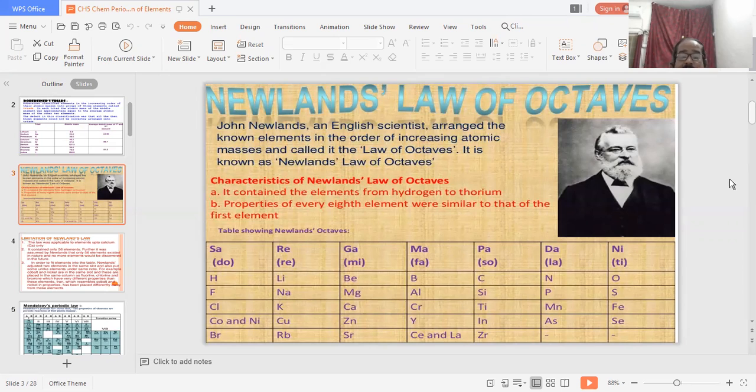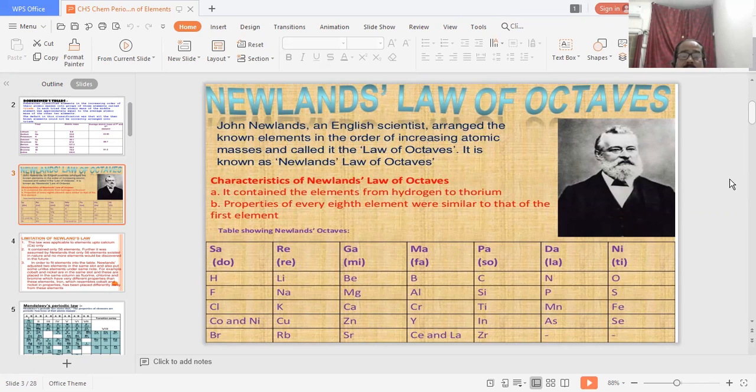Every eighth element is similar. Suppose we discuss the second row: lithium is first, then beryllium second, boron third, carbon fourth, nitrogen fifth, oxygen sixth, fluorine seventh. After that, sodium. So sodium has similar properties and character to lithium. This is how it goes for every row: the elements are similar in their properties and character, according to Newlands.